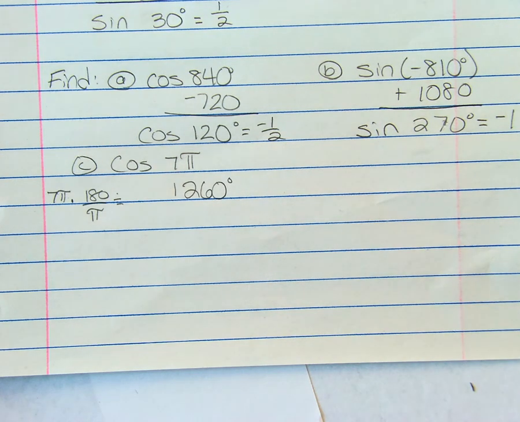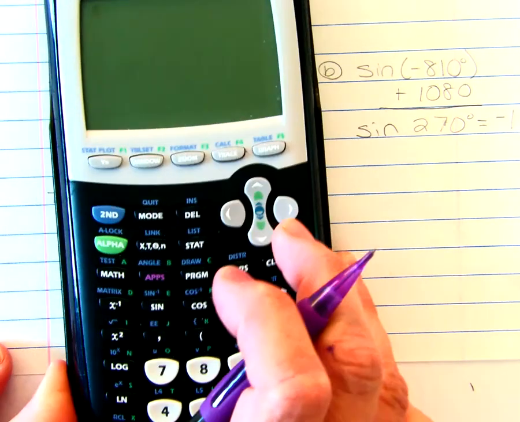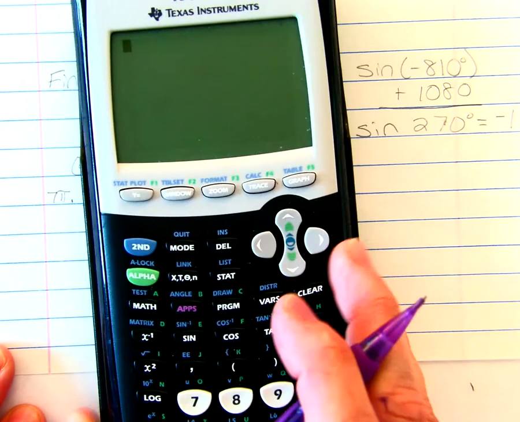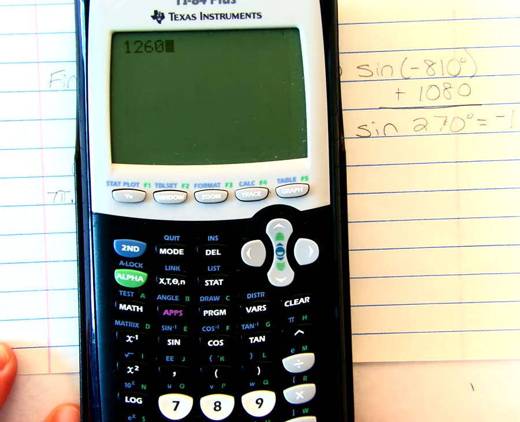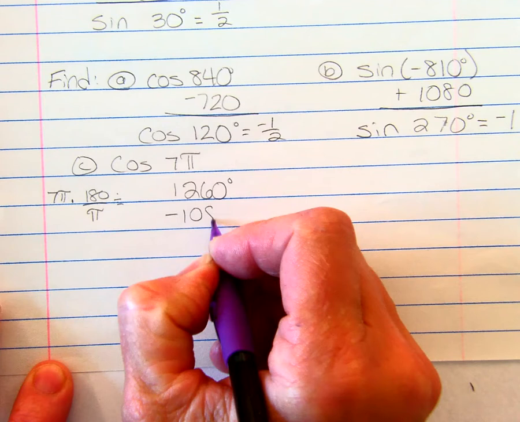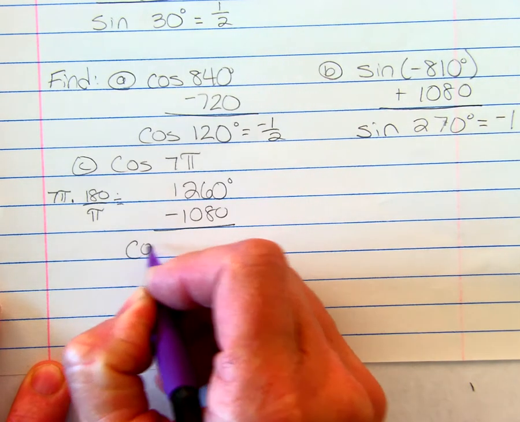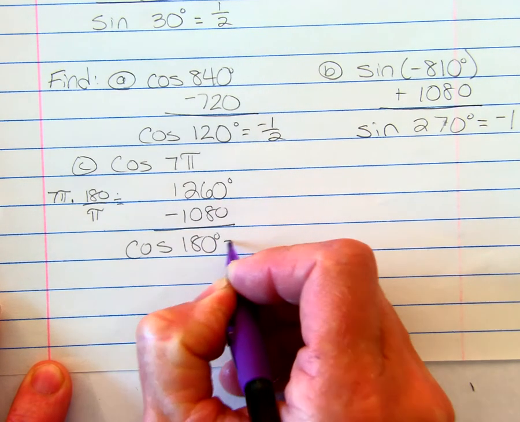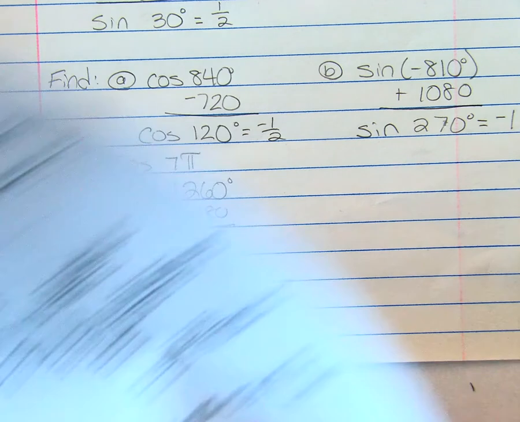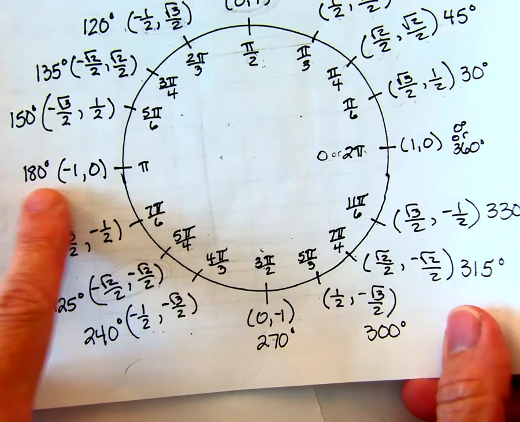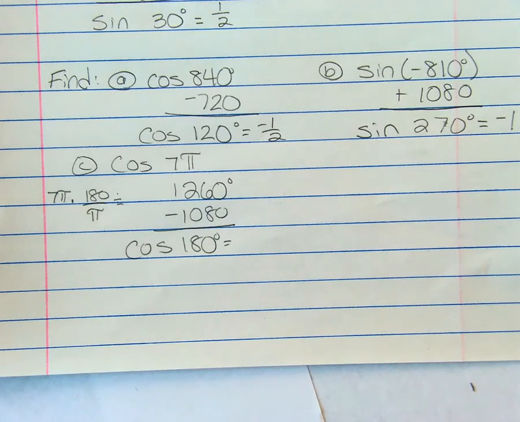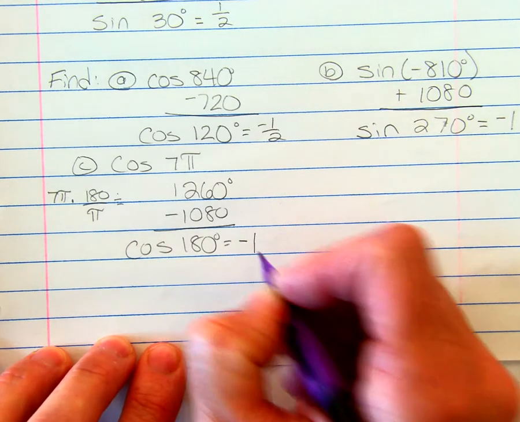All right, so hopefully you hit the pause key so we can take a look at this. We started with 1260, and we just need to keep subtracting off in multiples of 360 until we can find it on the unit circle. And there we are, 180. So we're going to subtract off a 1080 here. And we'll be looking for the cosine of 180 degrees. If you look on your unit circle, 180 is right here. Cosine is negative 1. And there you go.